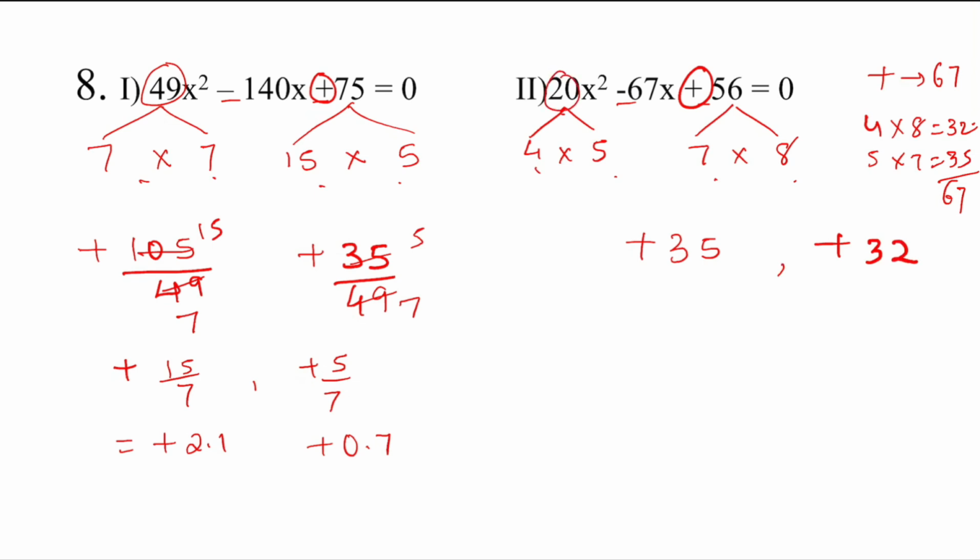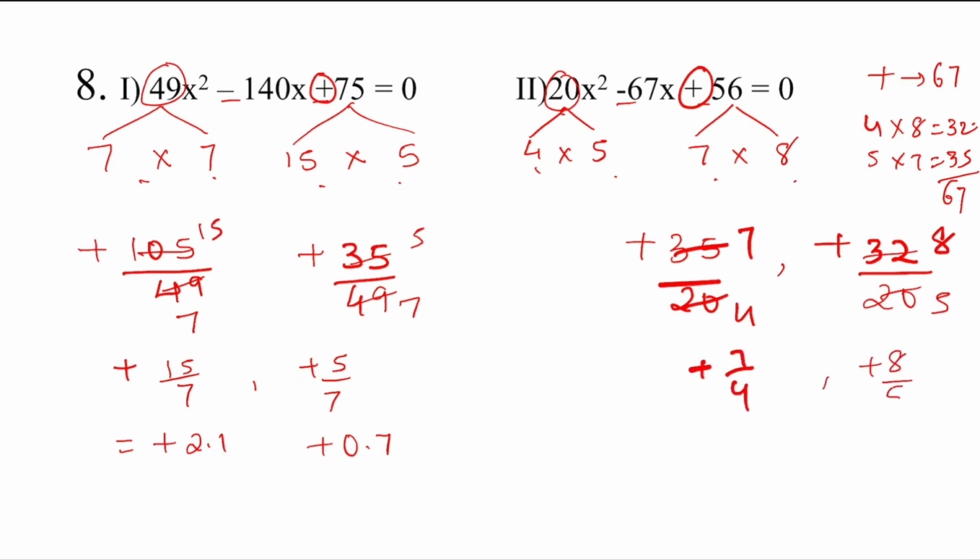Now divide by 20. 20 is the coefficient. Now 4 5s are 20, 4 8s are 32. So it is 7 by 4 and 8 by 5. In decimal, this is 7 by 4 and this is 8 by 5. So in decimal it is how much? It is plus 1.75 and here it is plus 1.6.